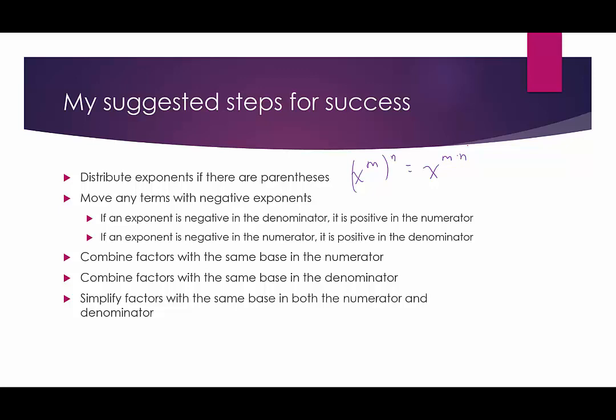So by the end, I should just have one of each type of factor. So if there's a base x, there's only one base x in the problem. If there's a base t, there's only one base t.